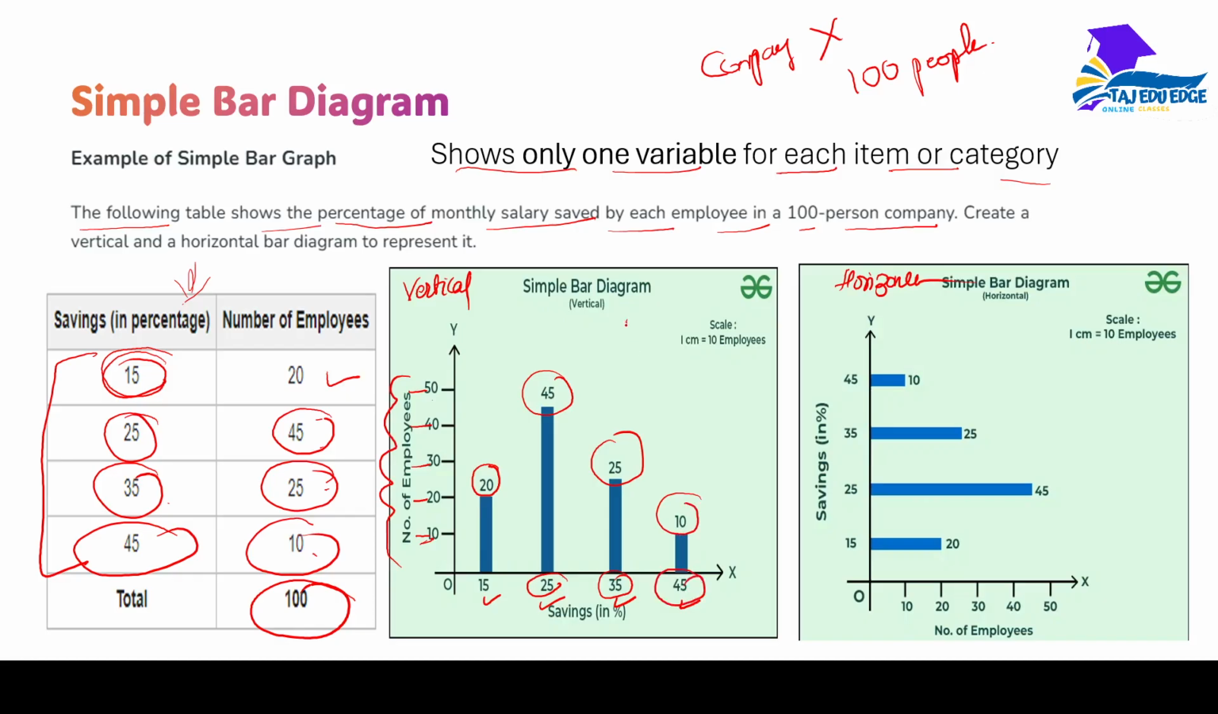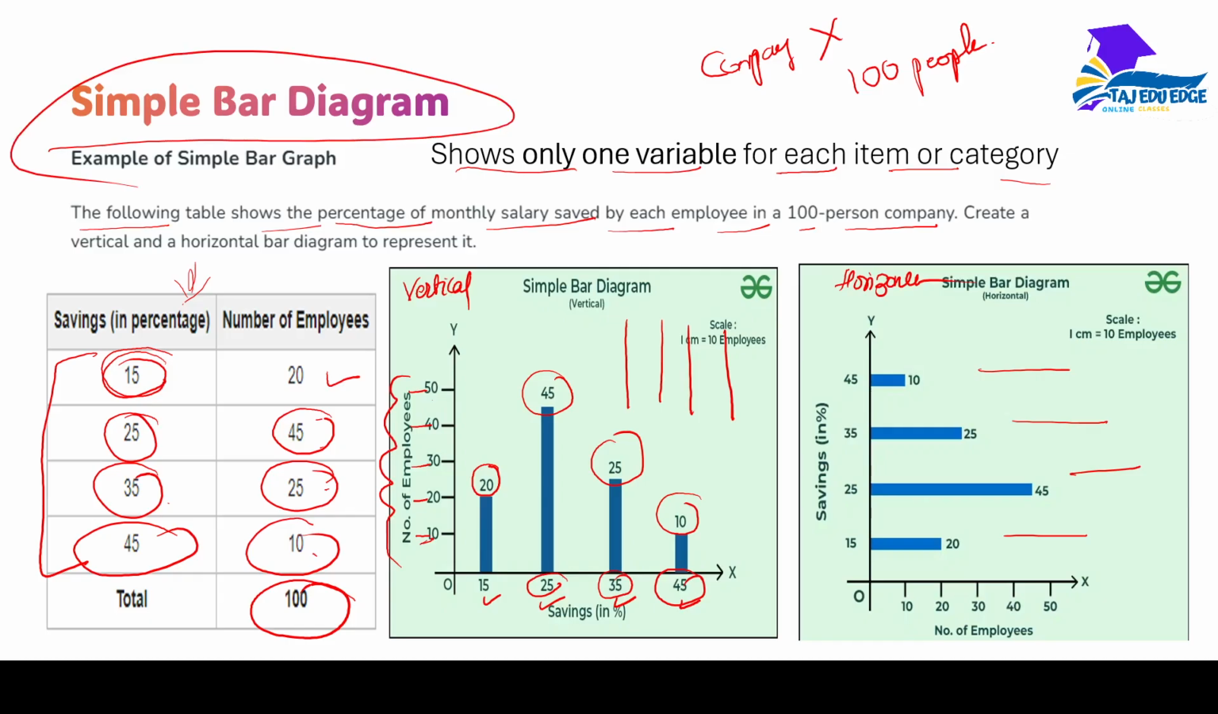When the data is presented like this, it is a vertical bar diagram. The same data is presented like this now. Okay, this is a horizontal bar diagram, a simple bar diagram. In the classroom, your teacher will be solving some problems on this. Then you will learn simple bar diagram.